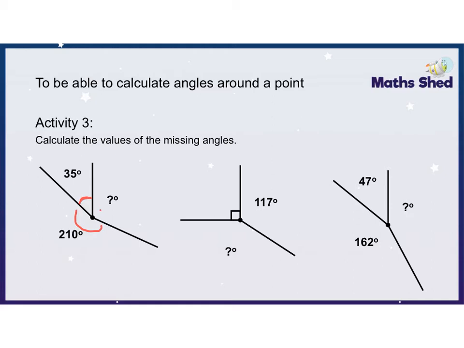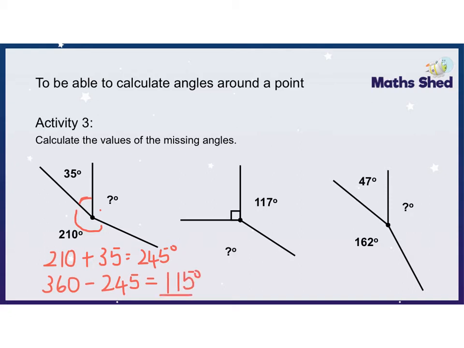Okay, so we're going to have to do two steps now. First of all, we're going to have to add 210 plus 35, which would give me 245 degrees. And then my second step is going to be my subtraction. 360 take away 245, which would leave me with 115 degrees. So that is my answer.